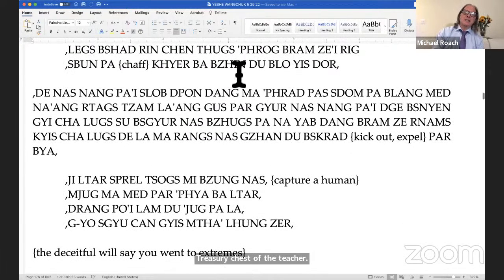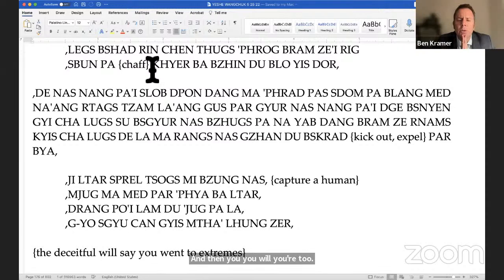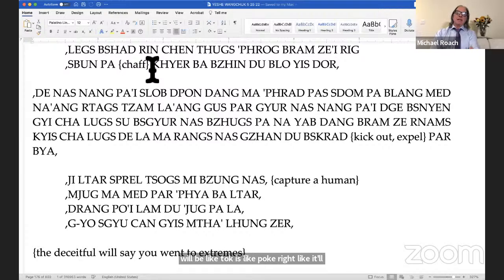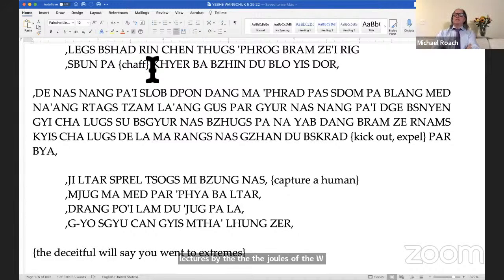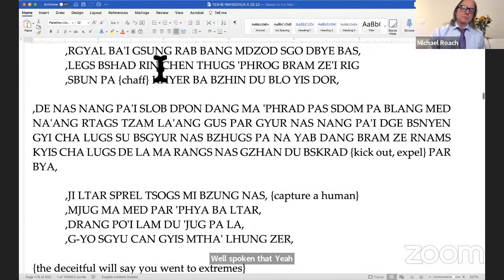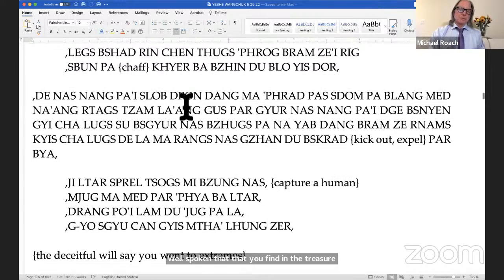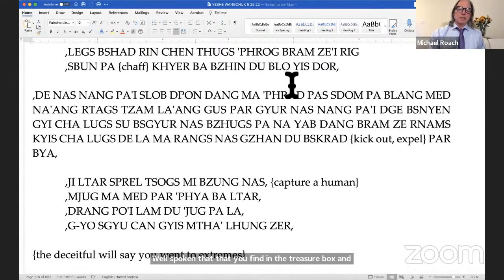And then your tuk will be tok by these lecture rinchens. Your heart will be like choke is like poke, right? Like it'll be pierced, stolen away. Your heart stolen away. Oh, that's sweet. By the rinchens of the lectures, by the jewels of the well spoken, the jewels of the eloquent, fine explanation that you find in the treasure box of the teachings of the Buddha. And at that point, when you translate this, you got to make a big cut between tok and tum. Okay, there should have been a period there or something. I mean, it has to. The verse has to go on.